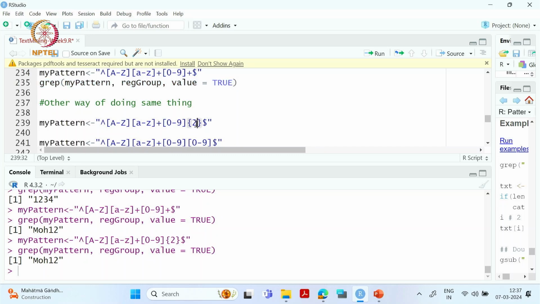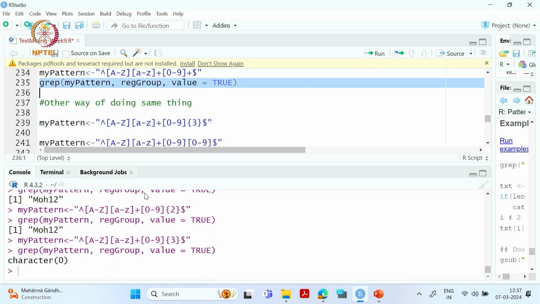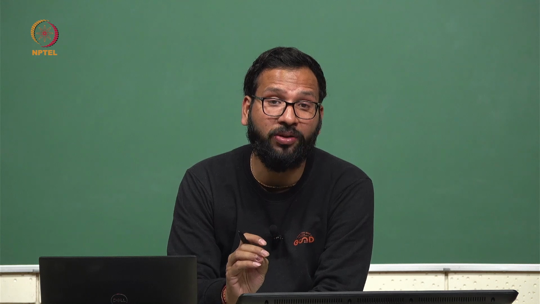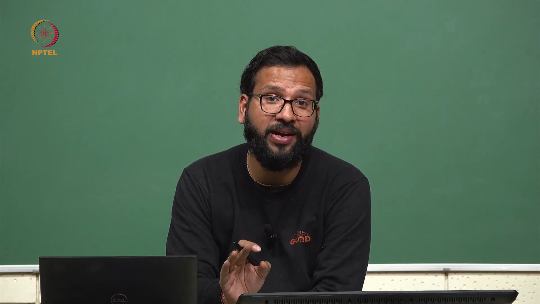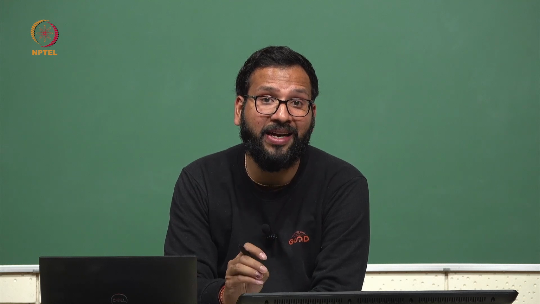If I do 3 here, and now if I call this, it is showing character 0. That means there is no such word available in this particular data set which ends with exactly 3 digits.